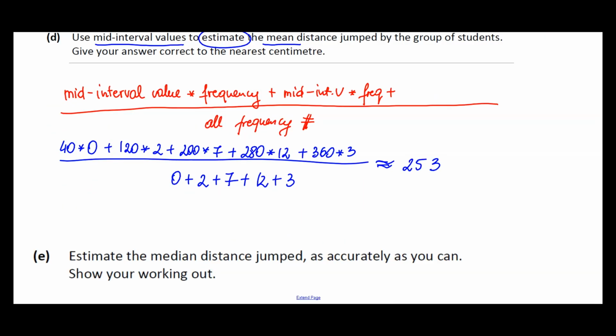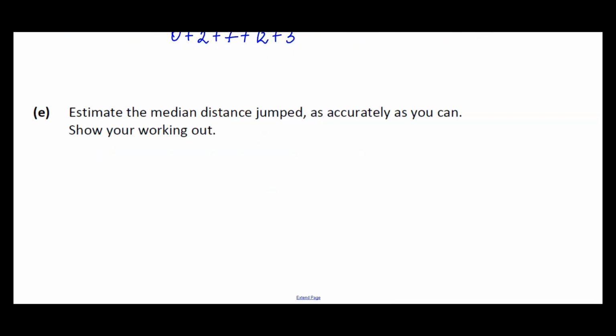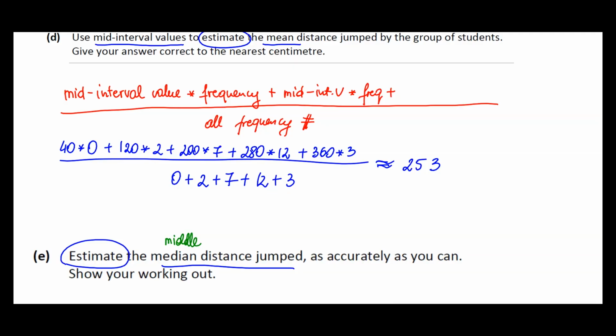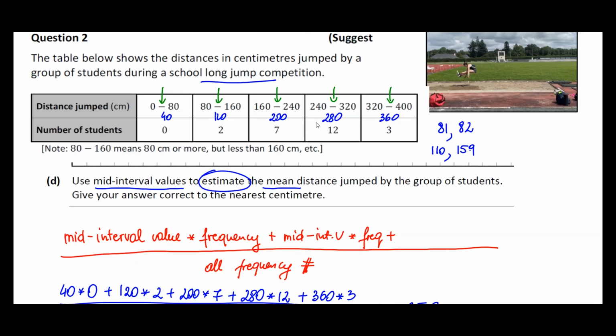Okay, then let's have a look at the last part of that question. Estimate, and again estimate because it's not going to be 100% accurate, the median distance jumped as accurately as you can. Show your working out. Median, that means what? Middle. So let's take our table so that we can see that.